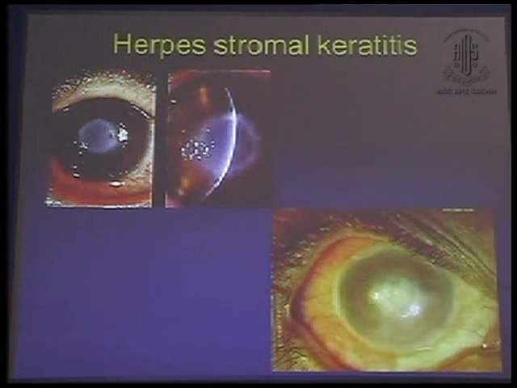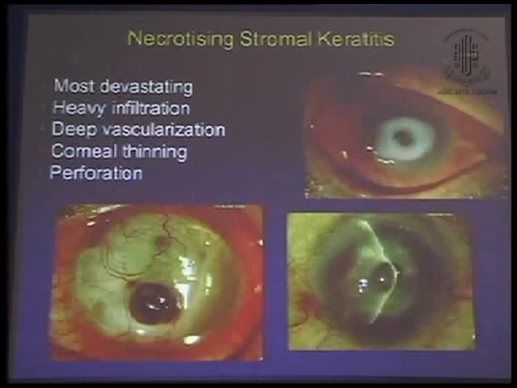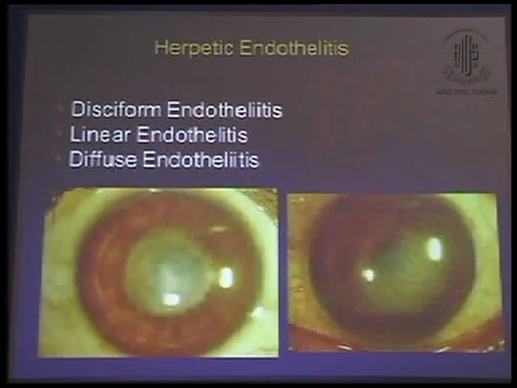There could be herpes stromal keratitis, where the corneal edema would be there, the corneal thickness would be increased, as shown in these two pictures. And apart from the non-necrotizing stromal keratitis, you could have necrotizing stromal keratitis, where there would be perforation, or you can have immune stromal keratitis. You can see the picture on your right side, double immune ring of Wesley, a picture which was taken by Vanathi almost 10 years ago. Necrotizing stromal keratitis is the most devastating form, with heavy infiltration, deep vascularization, corneal thinning and perforation, all of which you see in these three pictures.